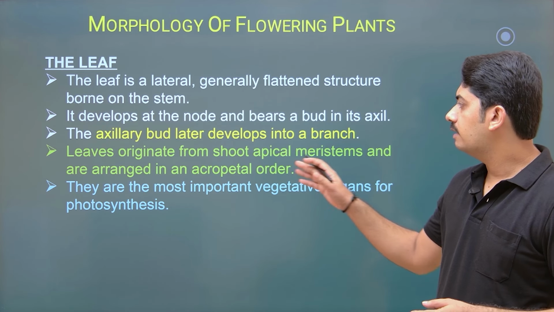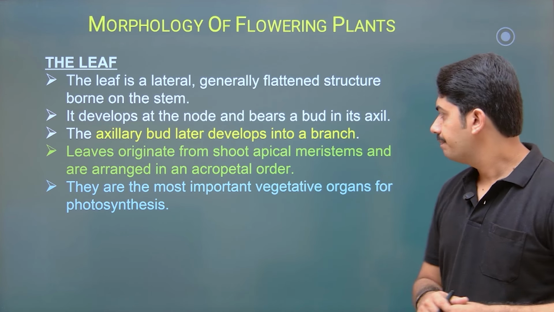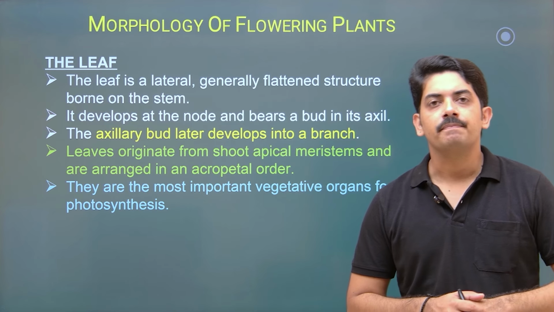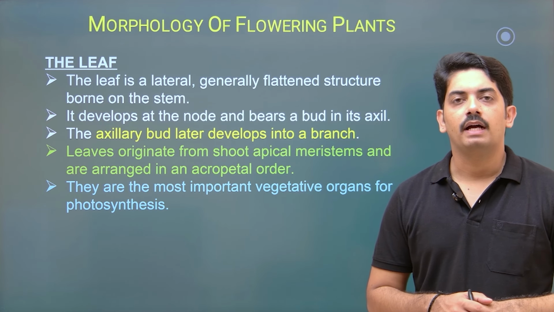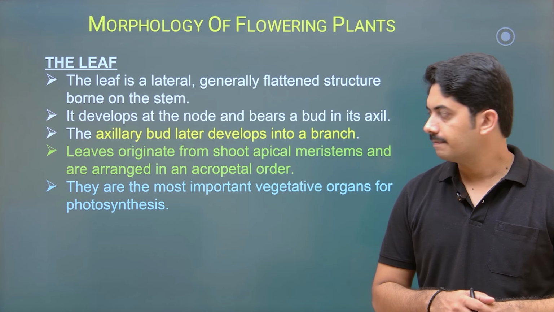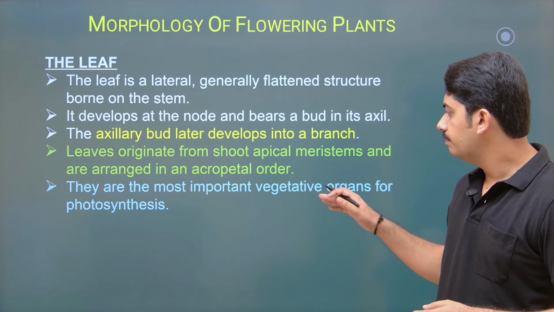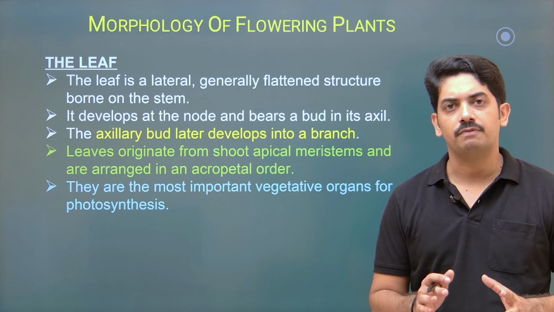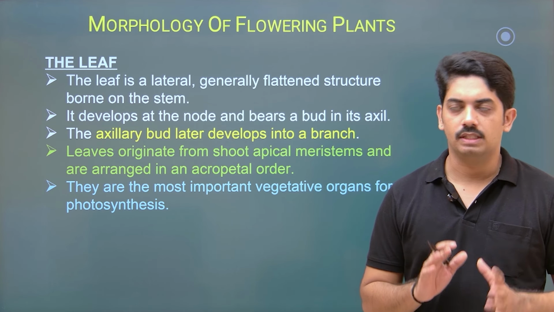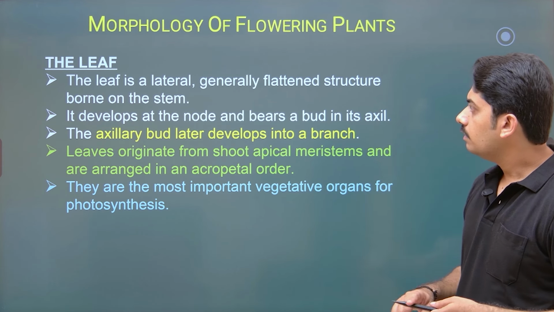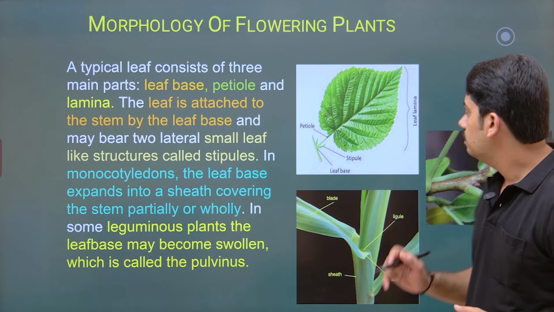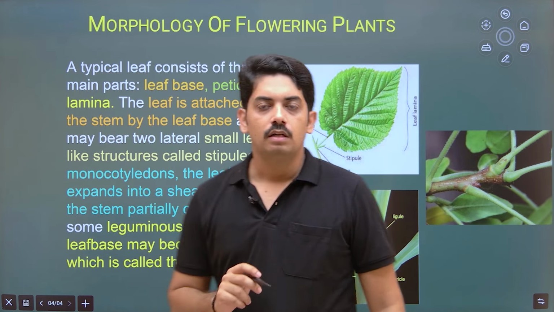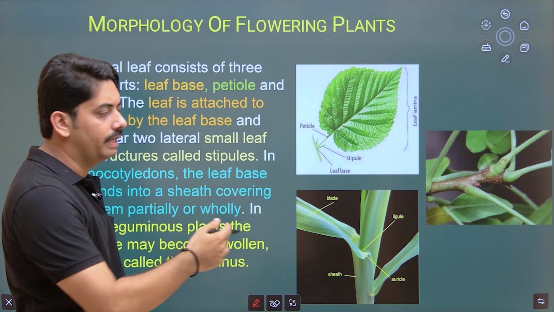Now leaves originate from shoot apical meristem and are arranged in an acropetal order, meaning younger leaves are at the tip and older leaves are at the base. And they are the most important vegetative organ for photosynthesis. We know that the primary function of the leaf is to photosynthesize. Now let us look at the structure of the leaf. So this diagram is very important.